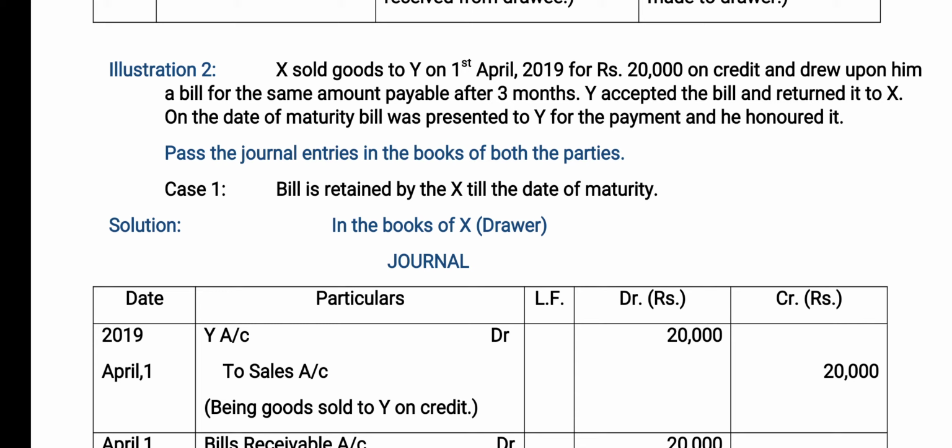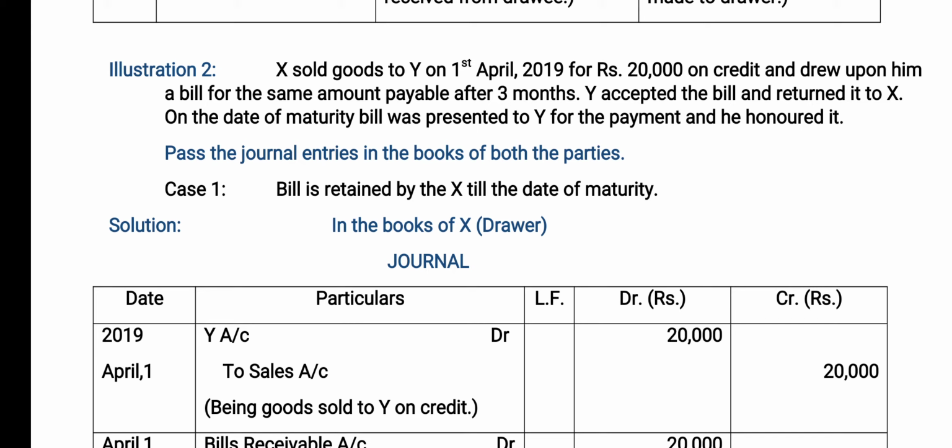Now in this you know that there are two parties, X and Y, and you have to do the entry in both the parties till the date of maturity. So X will be your drawer and Y will be your drawee. So first of all, calculate the date of maturity.